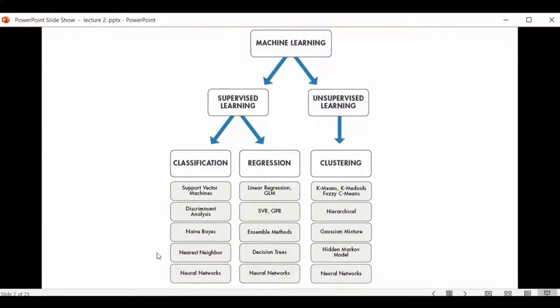So here are the different algorithms that we'll be looking over today. As you can see, there's quite a lot, but the whole aim is not to go into the fine detail of each one, but to give you a general idea of what each algorithm does, the pros and cons, and what they're good for.